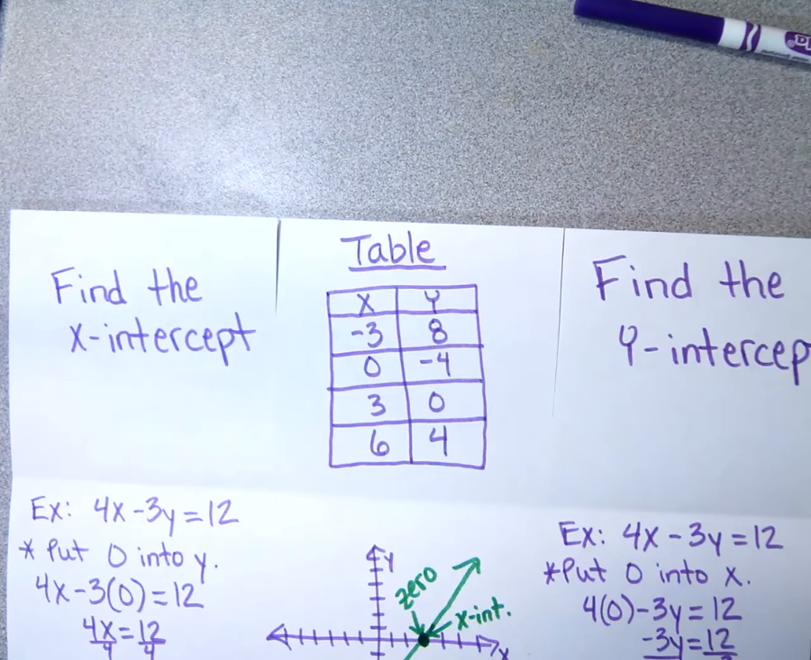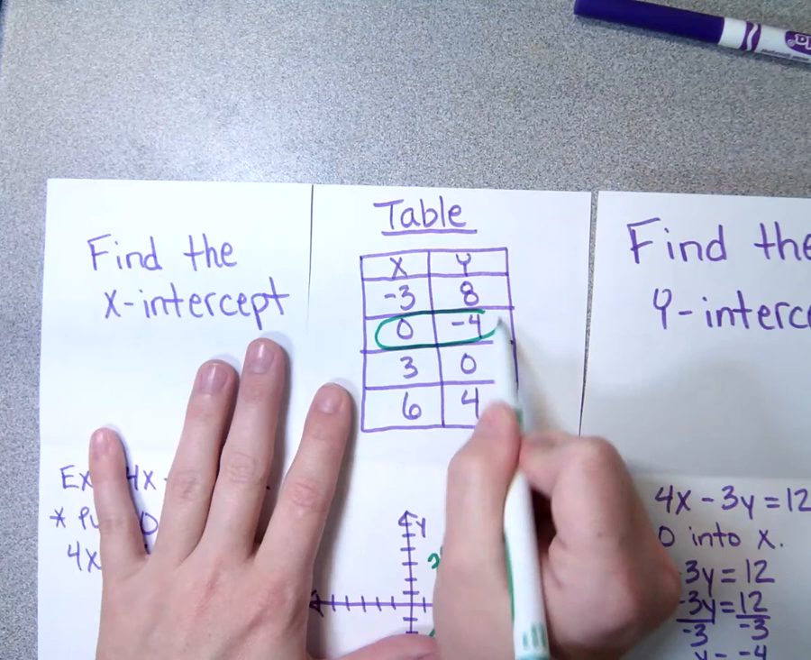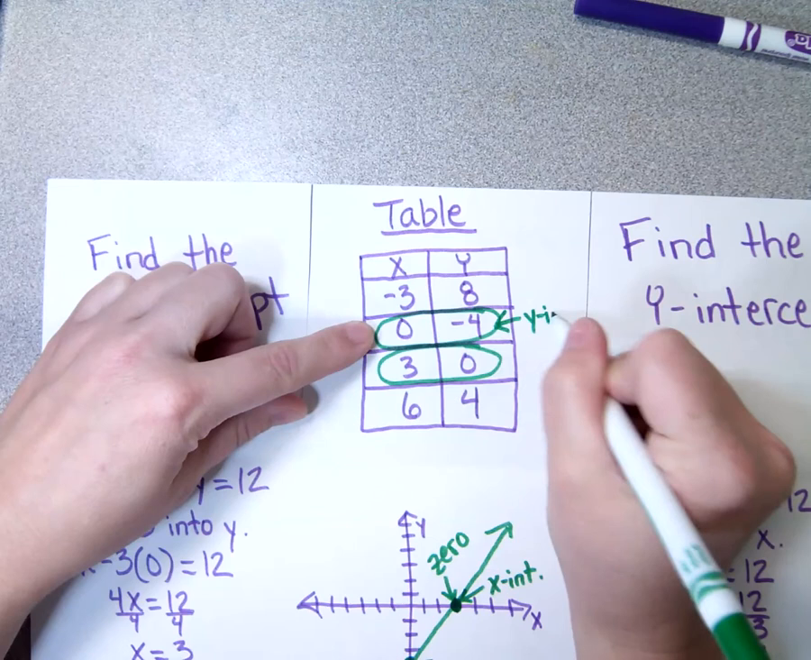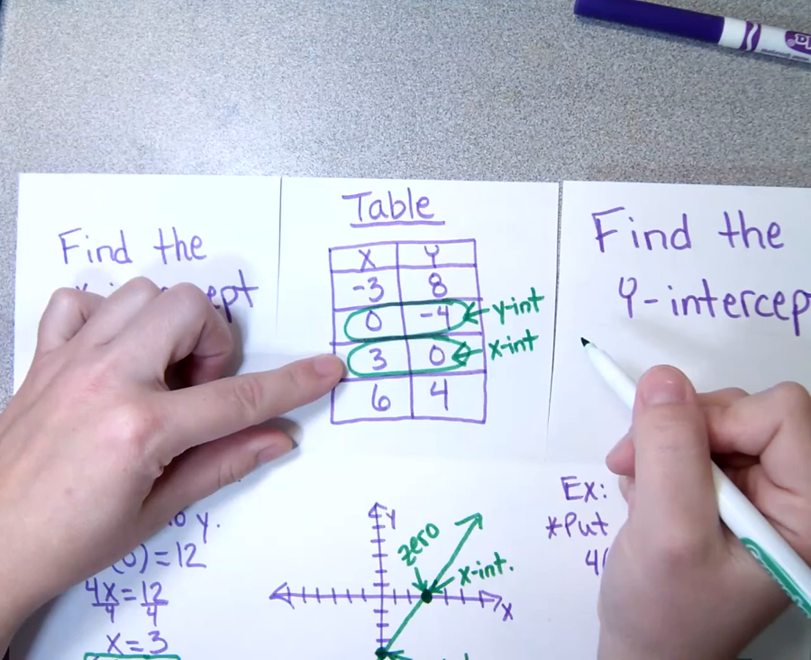So if you're ever given a table and you're interested in the intercepts, you want to be looking for zeros in your table, because x and y intercepts always have a zero for one of the coordinates. So here I spot a zero, and here I spot a zero. So I know these are my intercepts. Then you just have to remember which one's which. When the x coordinate is zero, you have found the y intercept. When the y coordinate is zero, you have found the x-intercept. And the x-intercept is also known as the zero.